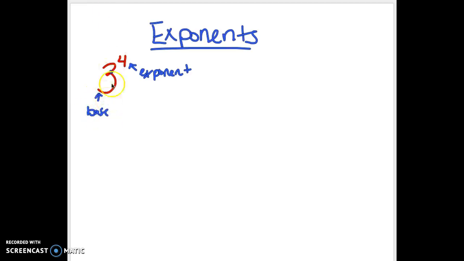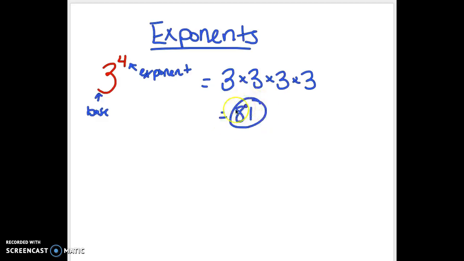Okay? And what this is telling you is that you're going to take your base, the number 3, and you're going to multiply it by itself 4 times. So you're going to have 3 times 3 times 3 times 3. And then you could go through and solve that. 3 times 3 is 9, times 3 is 27, times 3 is 81. So 3 to the 4th power is 81.